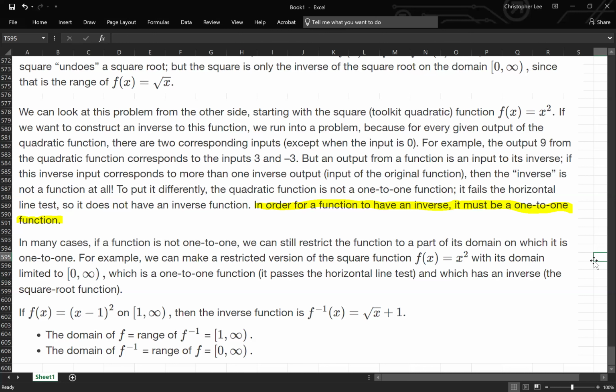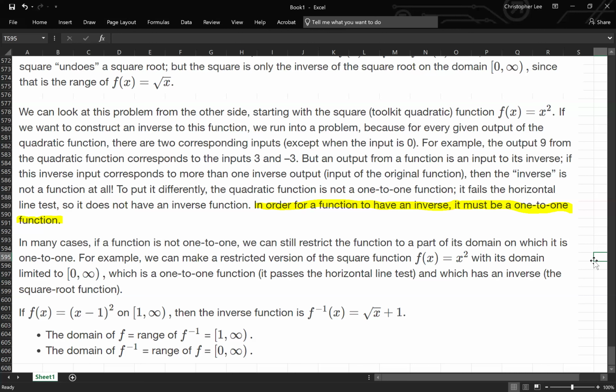So to put it differently, the quadratic function is not a one-to-one function. It fails the horizontal line test. Remember that, right? So it does not have an inverse function. This is key. In order for a function to have an inverse, it must be a one-to-one function, period. In many cases, if a function is not one-to-one, we can still restrict the function to a part of its domain on which it is one-to-one.